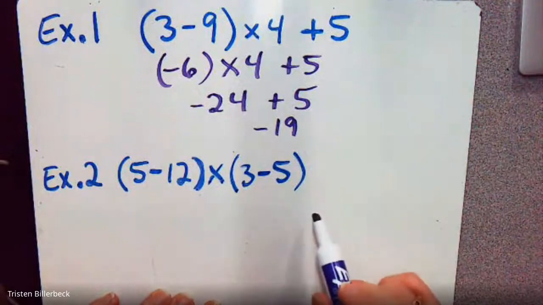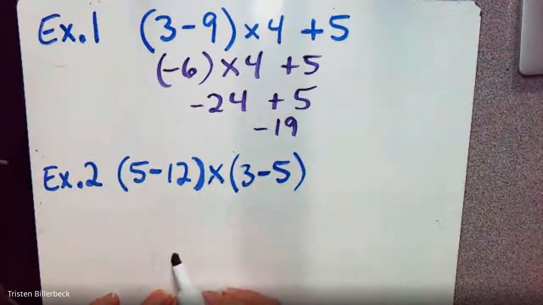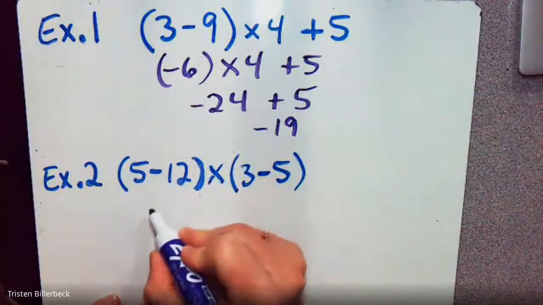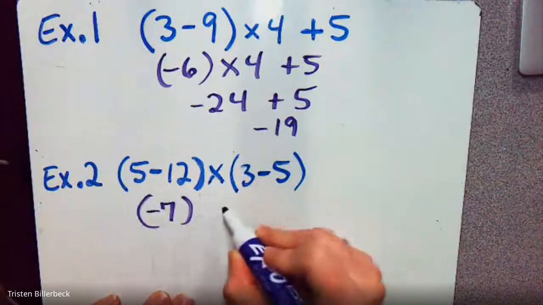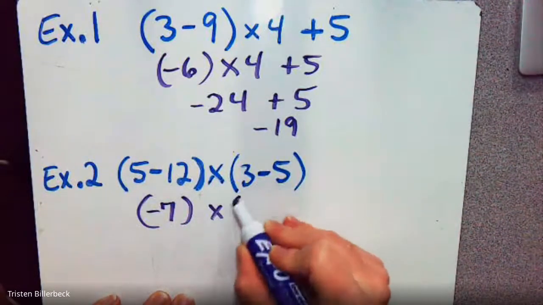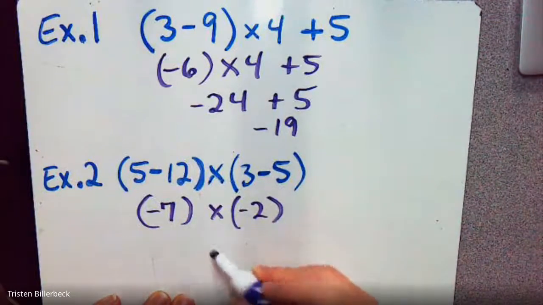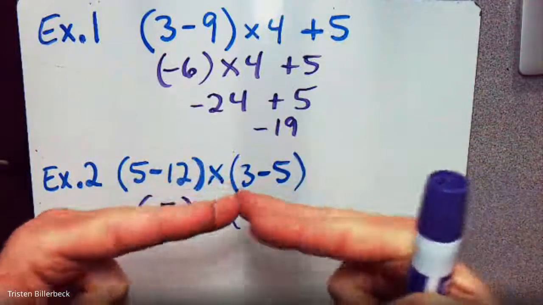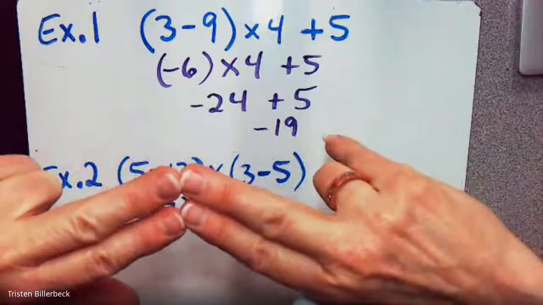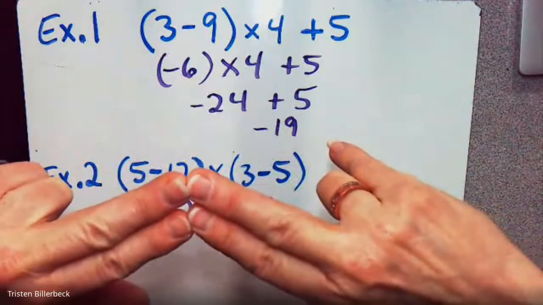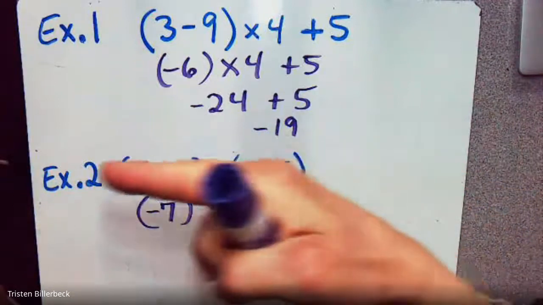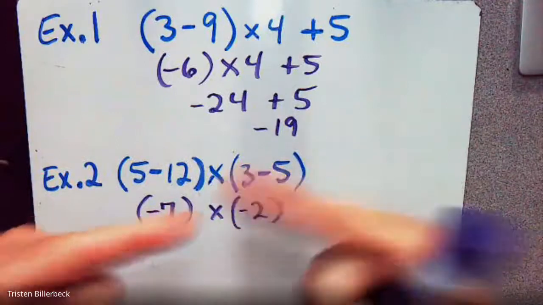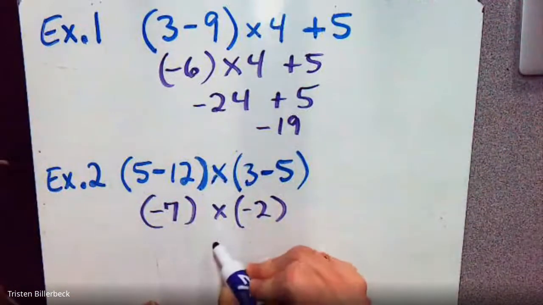If I were to do this, I have to do both parentheses first before I address this multiplication sign. So 5 minus 12 is -7, times, and 3 minus 5 is -2. Well, I have two negatives that cancel each other out. Anytime I have an even amount of negatives, they cancel out. If I have one negative, it carries through. But as soon as I have two, they cancel out. So this would be a positive 14.